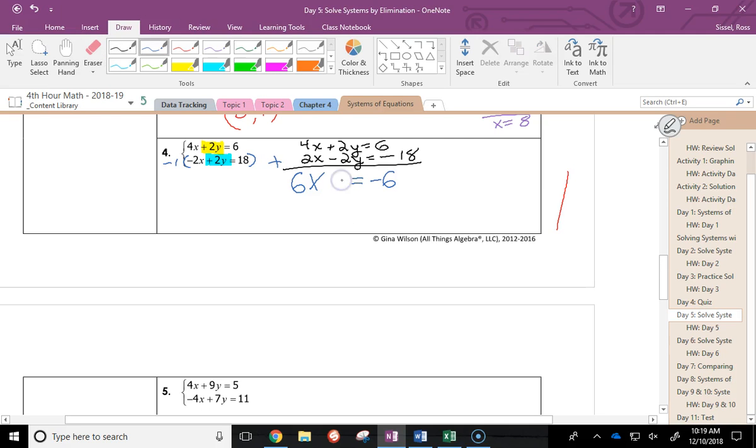Looks like Dusty now has 6x equals negative 6. Try that again. What is 6 minus 18? You're right, it's going to be negative because my negative is bigger. So what is 18 minus 6? 6 plus 6 is 12. Negative 12, that's right. So change that to negative 12.